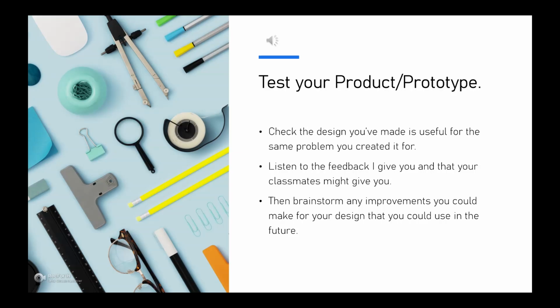The following step is to test your prototype. You will have to check the design you've made is useful for the same problem you created it for. Then, you will have to listen to the feedback I give you and that your classmates might give you to see where you can improve. Then I would like you to brainstorm any improvements you could make for your design that you could use in the future based off the feedback you were given.